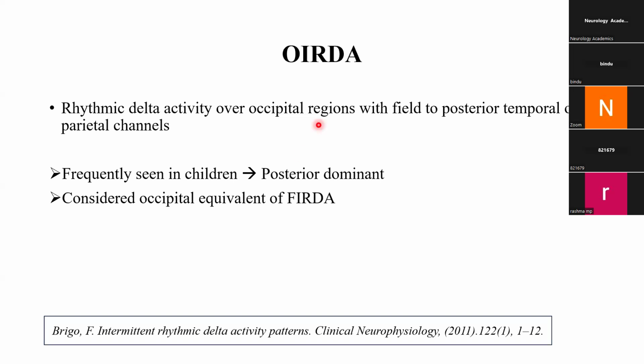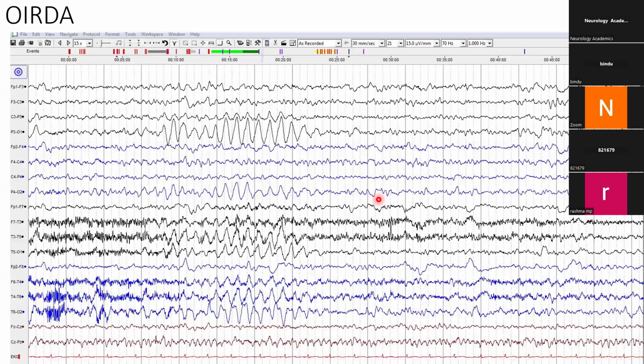Occipital intermittent rhythmic delta activity. These are rhythmic delta activity seen over the occipital region with the field extending to the posterior temporal or the parietal channels, which is frequently seen in children and considered as an occipital equivalent of the FIRDA. So here also we can see rhythmic 2 to 3 Hertz intermittent delta activity over the occipital region, that is P3O1, P4O2, T5O1 and T6O2. This is called occipital intermittent rhythmic delta activity. Same is seen in the common average montage.